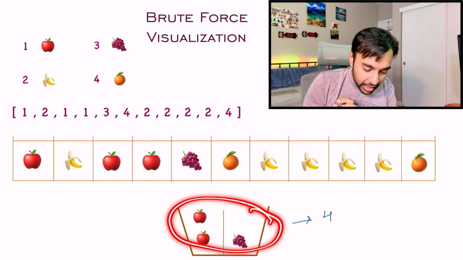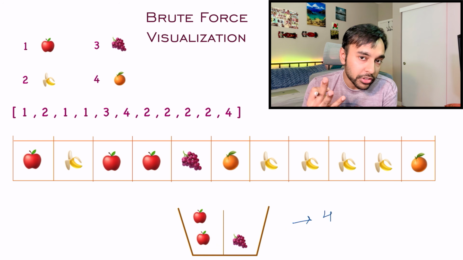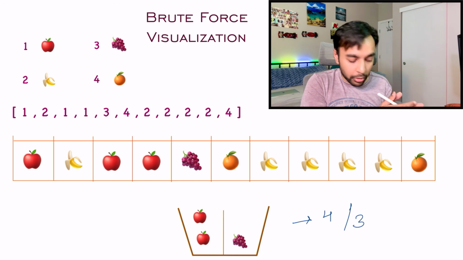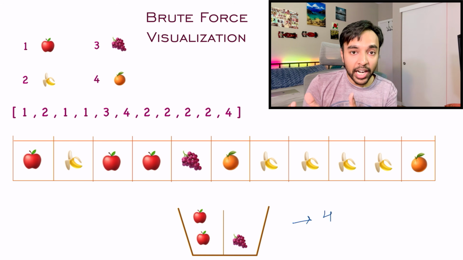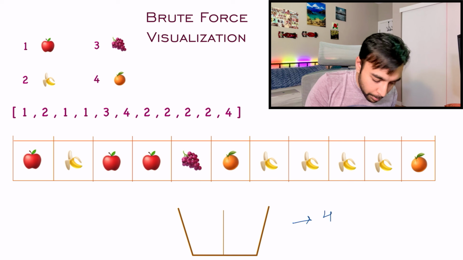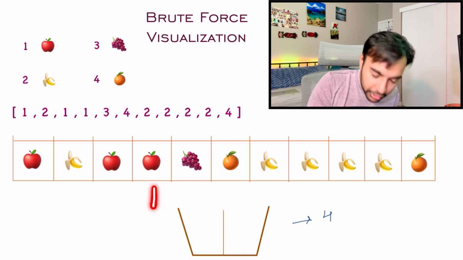How many fruits did you collect? You collected a total of 3 fruits. So 3 is also less than 4. So this is not relevant for us, right? Once again, you empty your basket and you will start with the fourth element.